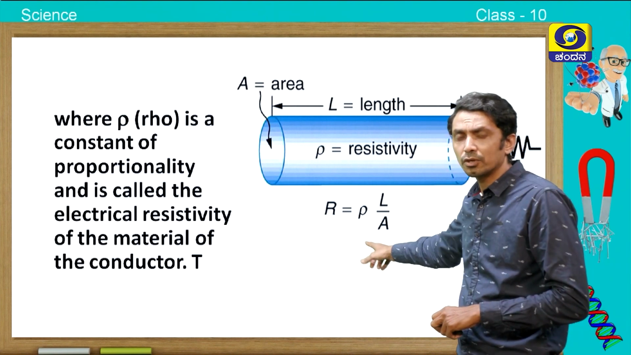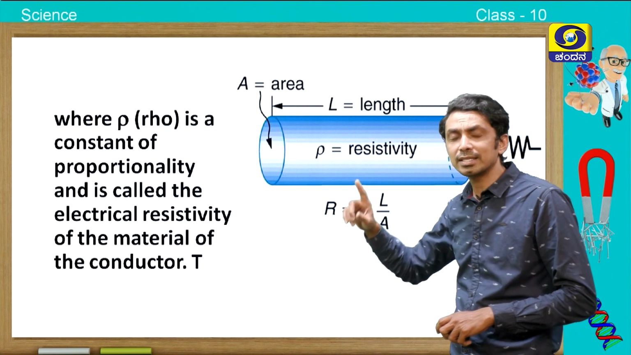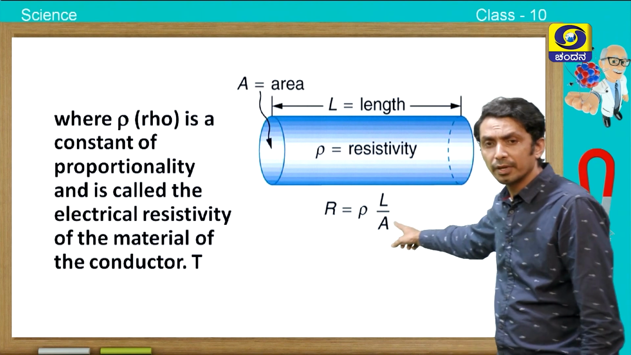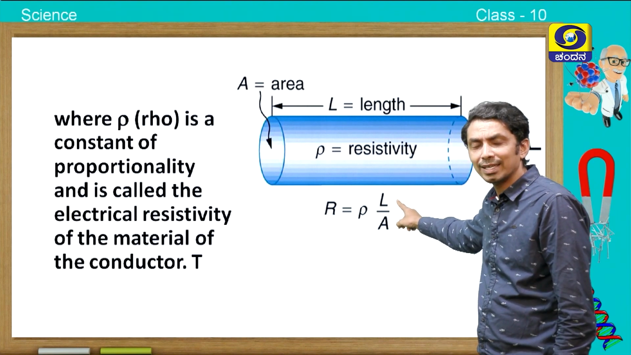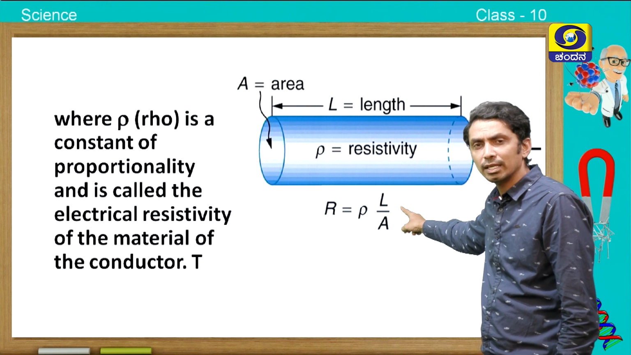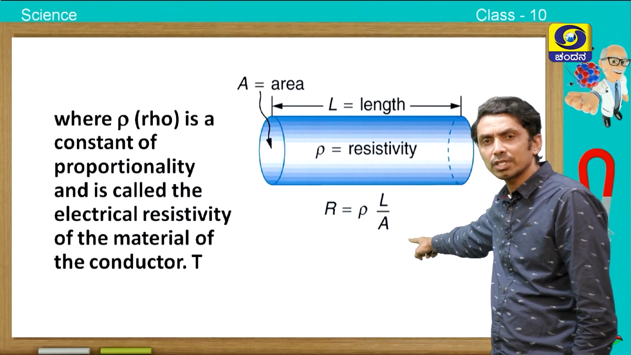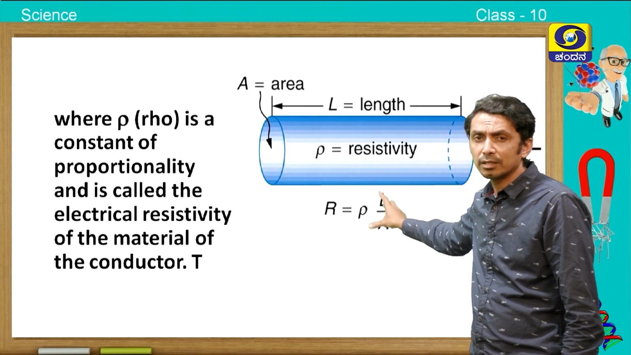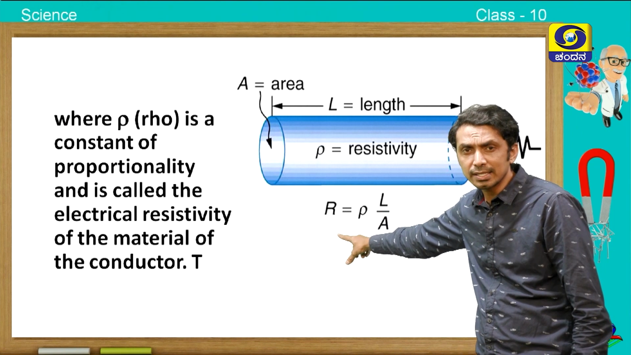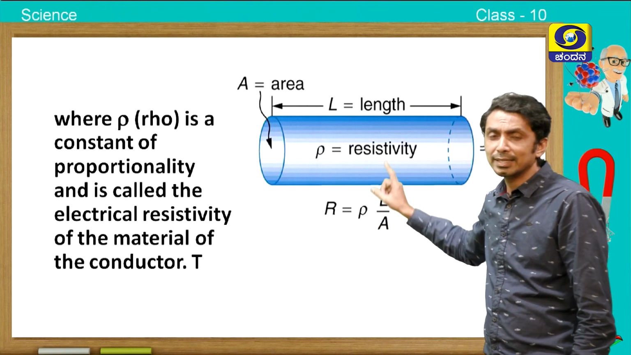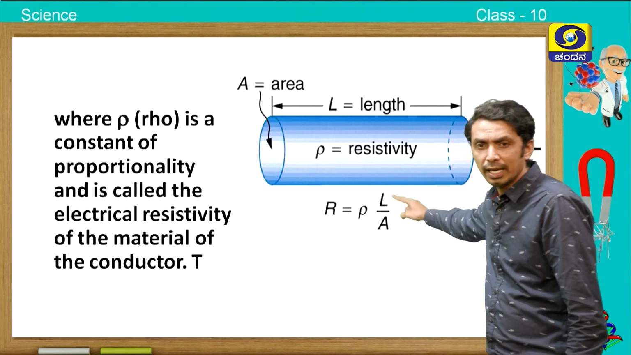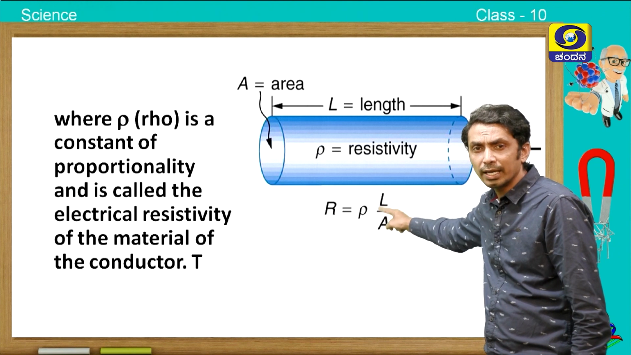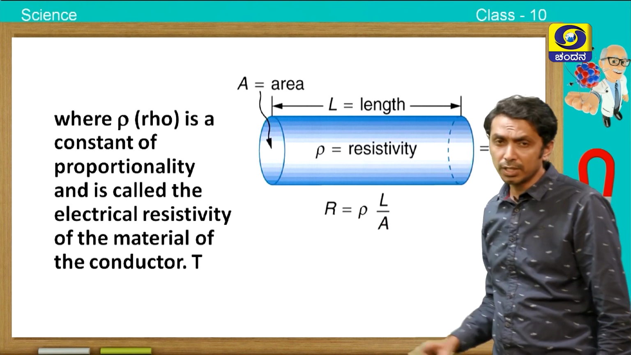See, this rho is called resistivity. That means if the length of the conductor is 1 unit and the area of cross section is 1 unit, then that conductor will have a resistance, and that resistance is equal to this resistivity. So L should be equal to 1 unit and A should be equal to 1 unit area. So there the resistance will be equal to resistivity.